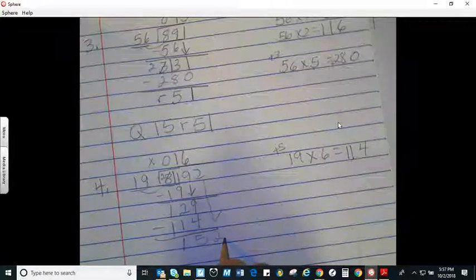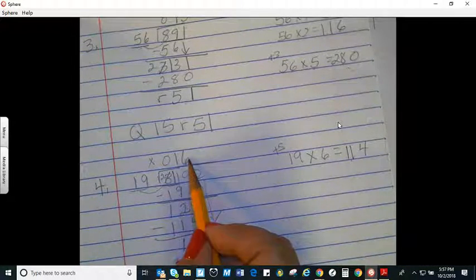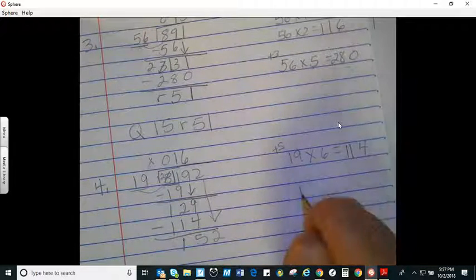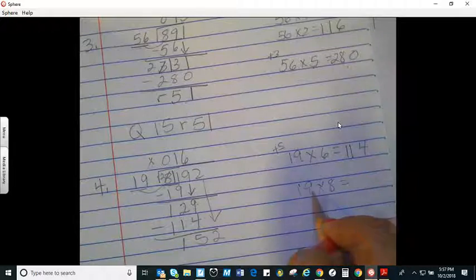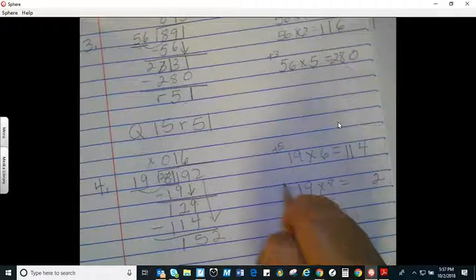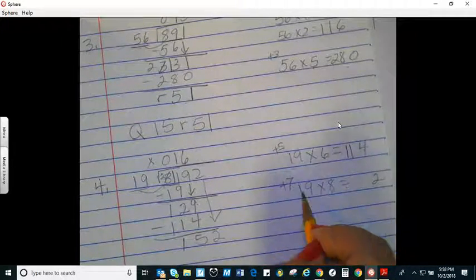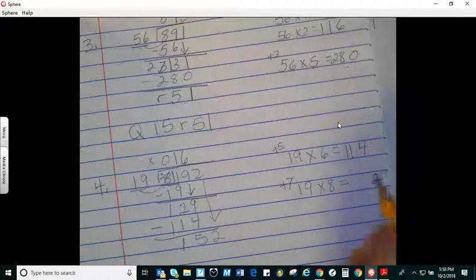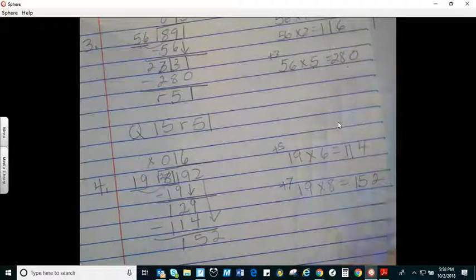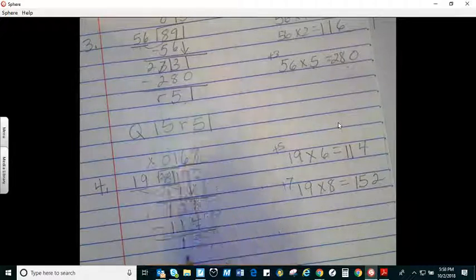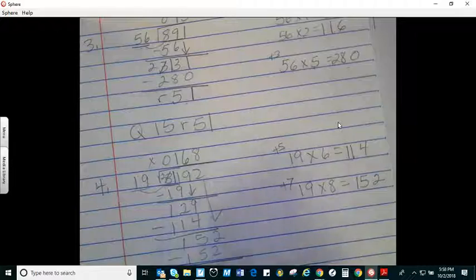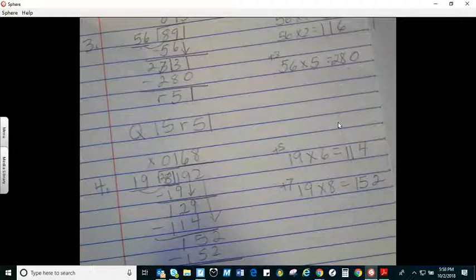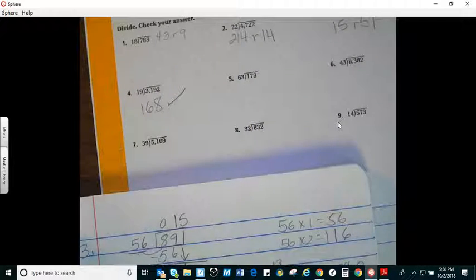Now, how many groups? Well, we said our answer was going to be 168. So let me check that out. 8 times 9 is 72. I'm going to regroup my 7. 8 times 1 is 8. Plus 7 is 15. And there you go. This is 8. That's 152. Subtract that out, and it's 0. So my quotient is 168. Is that what we received here? And that answer is correct.